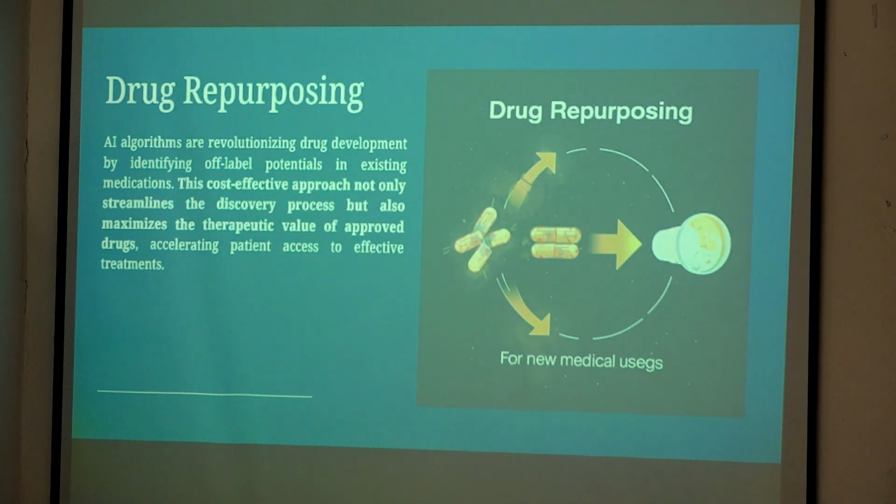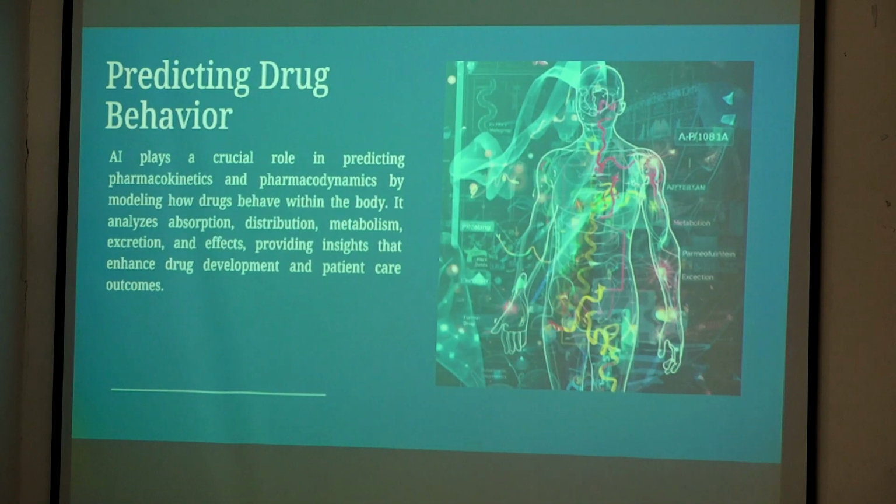In drug repurposing, we need to find out the therapeutic value of the approved drugs and accelerate patient access to effective treatments. So in this way, if you program all these things into AI, you will get immediate attention, and each and every patient may be given proper attention. Now, predicting drug behavior: predicting the pharmacokinetics and pharmacodynamics by modeling how drugs behave within the body. You all know what pharmacokinetics covers: absorption, distribution, metabolism and excretion, and effects, providing insights that enhance drug development and patient care outcomes.